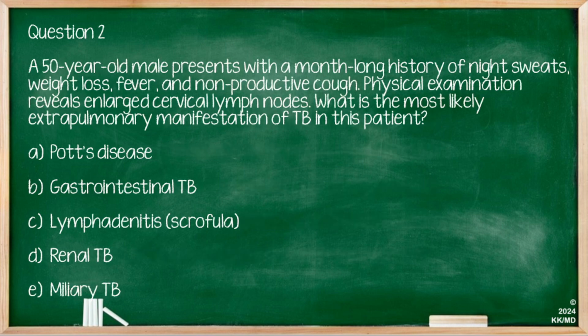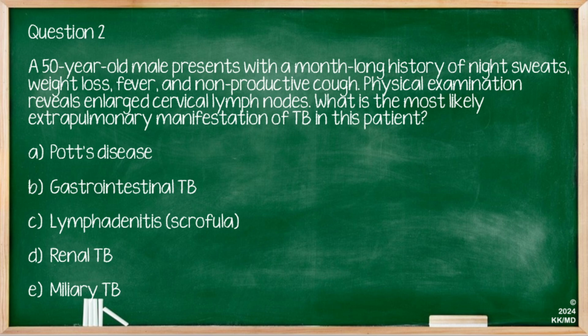Question 2. A 50-year-old male presents with a months-long history of night sweats, weight loss, fever, and a non-productive cough. Physical examination reveals enlarged cervical lymph nodes. What is the most likely extrapulmonary manifestation of TB in this case? Options are A. Pott's disease, B. Gastrointestinal TB, C. Lymphadenitis or scrofula, D. Renal TB, E. Miliary TB.